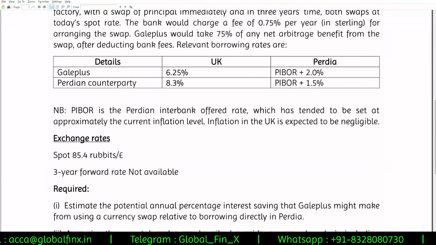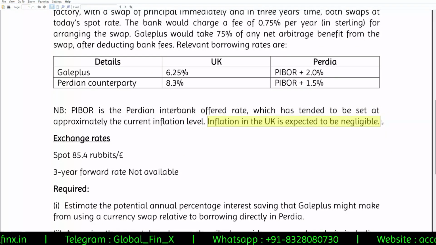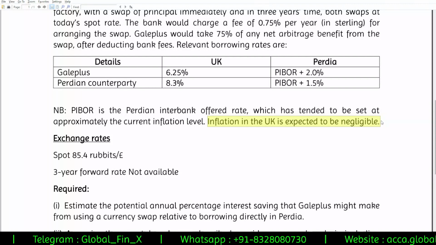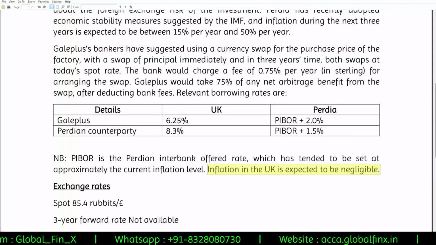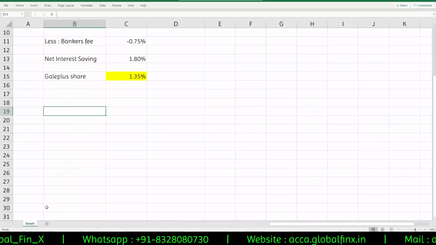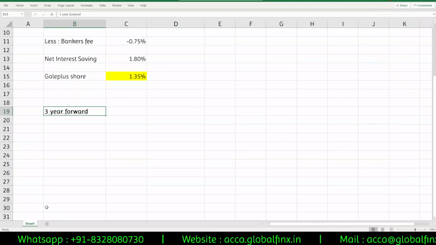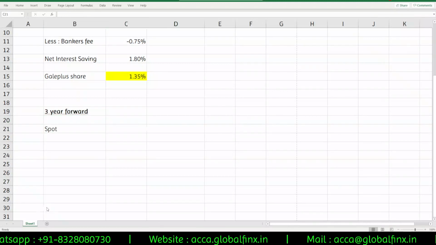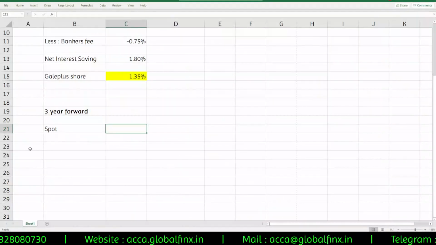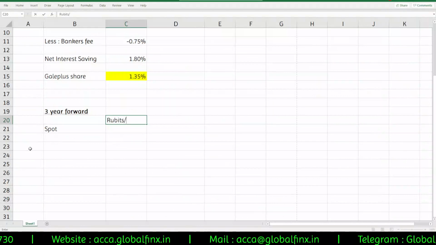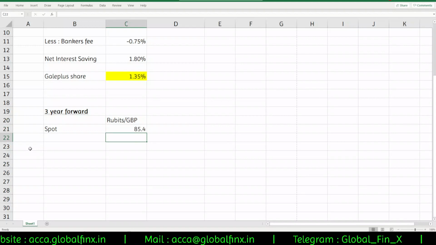That is why you need to read the question carefully, guys. See here, inflation in the UK is expected to be negligible. That means we can assume that there is no inflation in the next 3 years in the UK. Only Indian inflation can be taken. So what we are going to do is calculate a 3-year forward, given the spot rate of 85.4 rupees per pound.